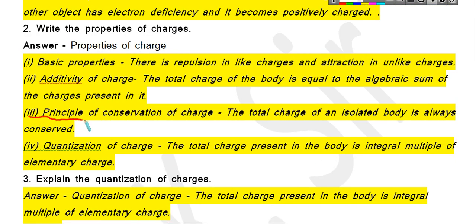Next, principle of conservation of charge. The total charge of an isolated body is always conserved, that is, charges are neither created nor destroyed. They can be transferred from one body to another body, hence charge is conserved.